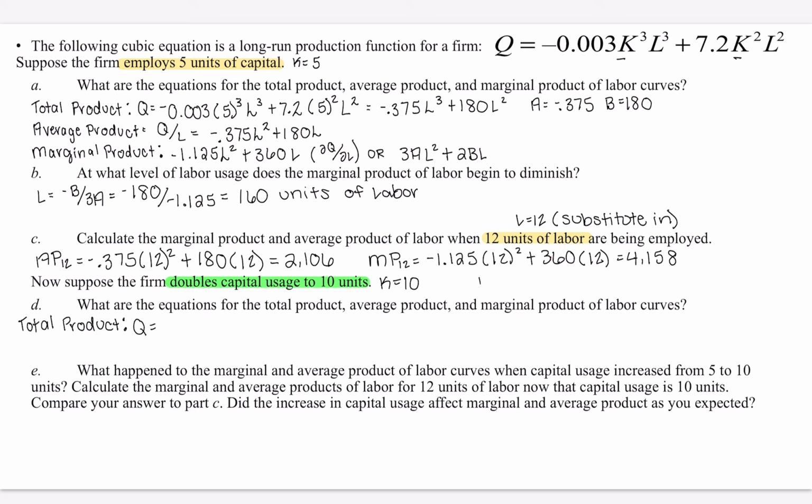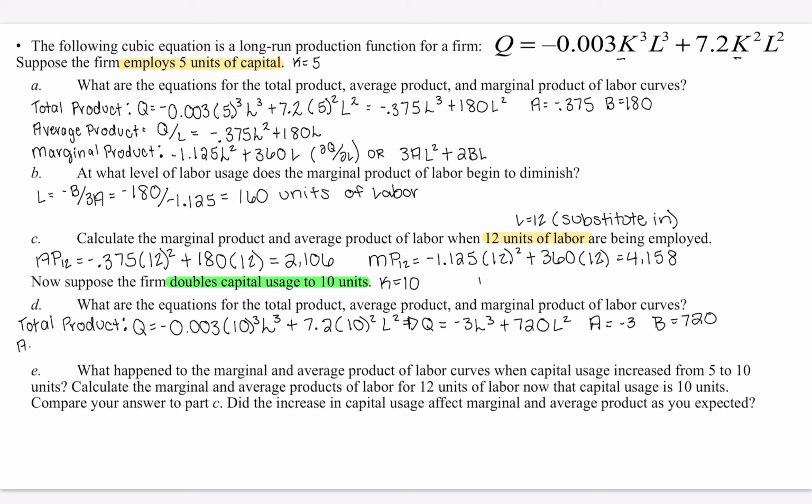So Q equals negative 0.003 times 10 to the third, L to the third, plus 7.2 times 10 squared, L squared, which is going to give us Q equals negative 3 L to the third plus 720 L squared, which means we have an A equal to negative 3 and a B equal to 720.